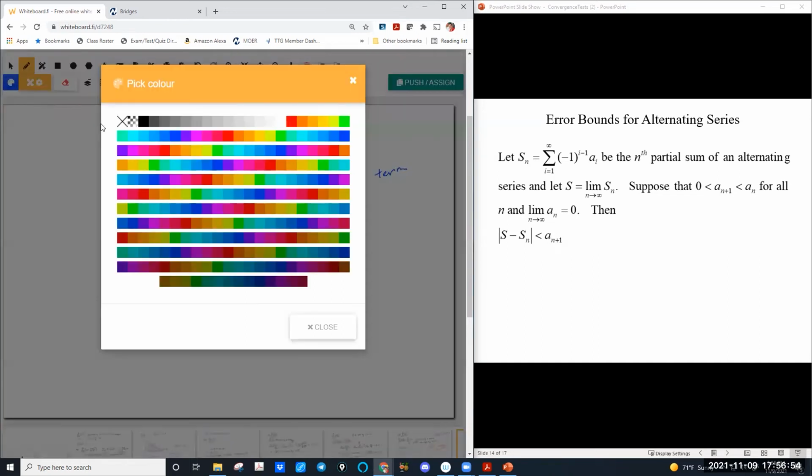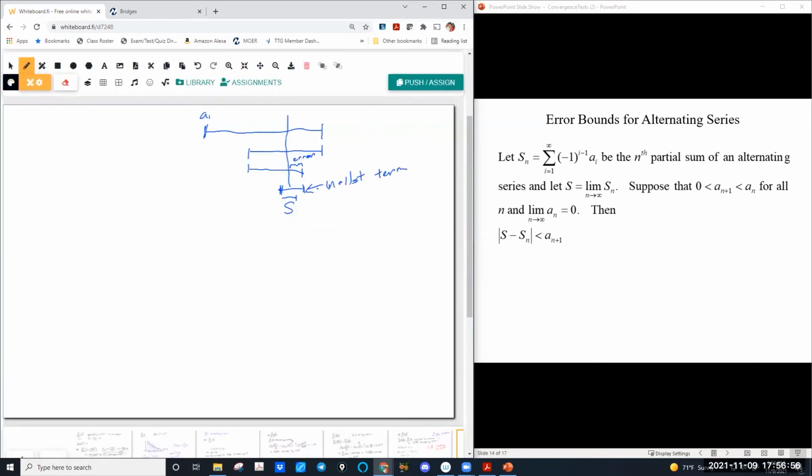And let me see if I can make this real obvious. We can see that our error is less than our n plus first term. Now, the reason that this is useful is when we have an alternating series, it makes it very easy to figure out how many terms we need to use to get within a certain tolerance. And I'll show you how to do that.